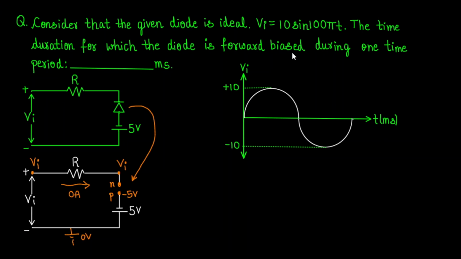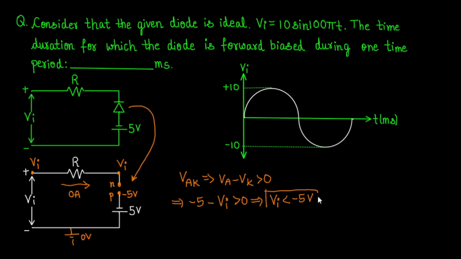So for the diode to be forward biased, the condition is that the potential difference between the anode and the cathode of a diode must be greater than 0. So here VAK is VA minus VK, which should be greater than 0. Here the voltage at the anode, that is the positive end of the diode, is minus 5, and the voltage at the cathode, that is the negative end of the diode, is Vi, and VA minus VK should be greater than 0. So this is Vi less than minus 5 volt. So let us continue.